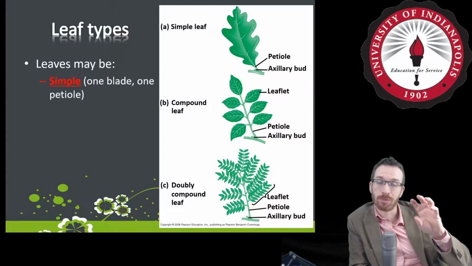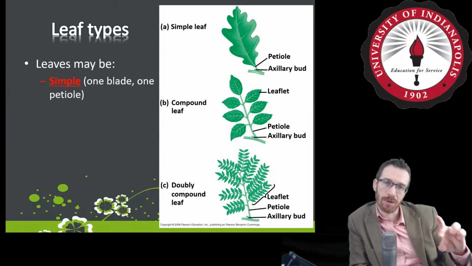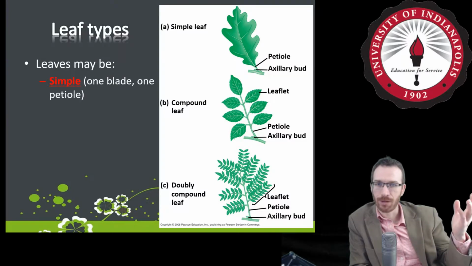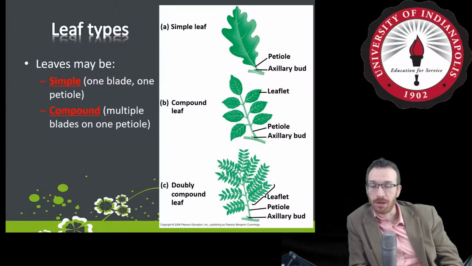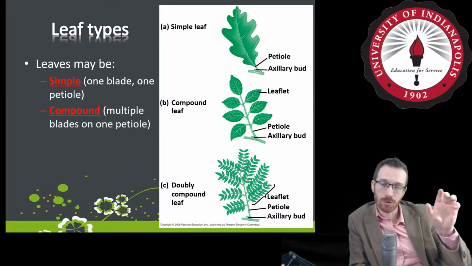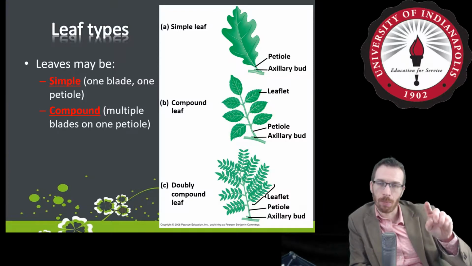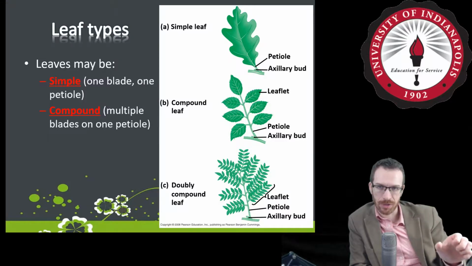A simple blade is attached to a petiole. That petiole is attached to a stem. Voila. But you can also have a little bit more complicated things going on. For example, you can have a compound leaf where you have multiple blades attached to a single petiole, and then that petiole attaches to a stem.